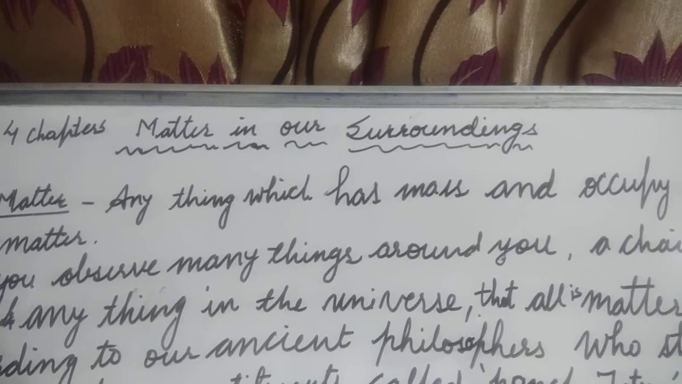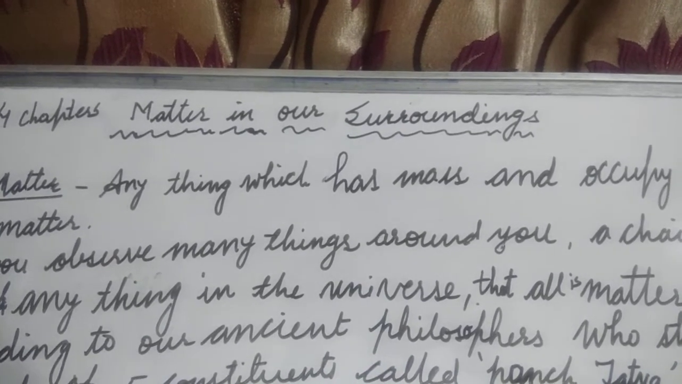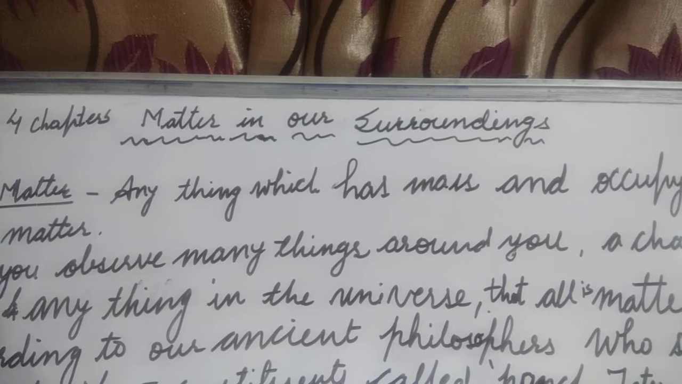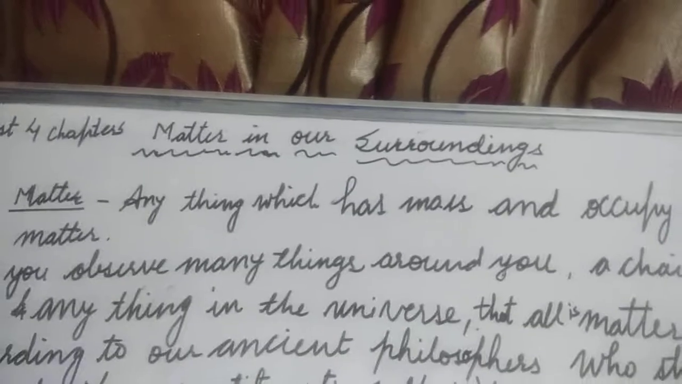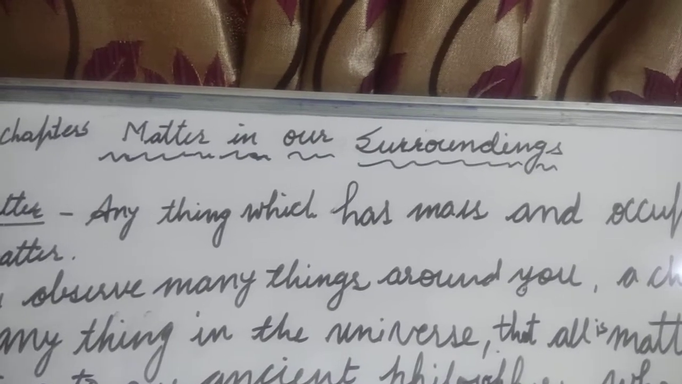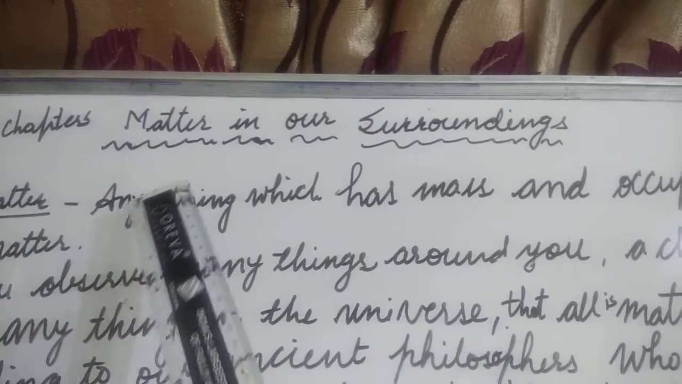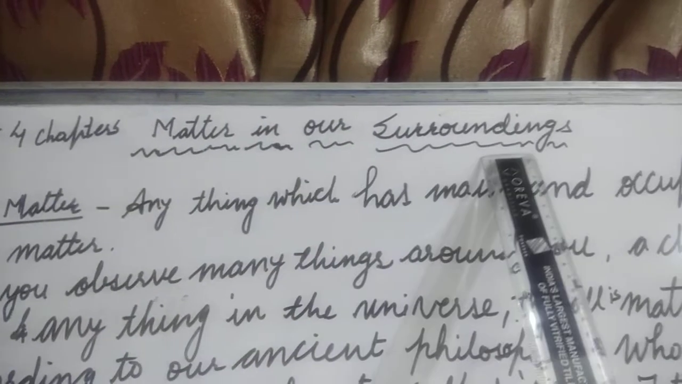When you go through your science book, whenever you purchase that science book, in the science book, first four chapters are of chemistry. So we are starting with first chapter, and the name of the chapter is Matter in Our Surroundings.